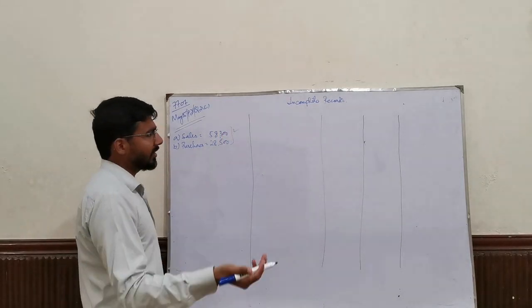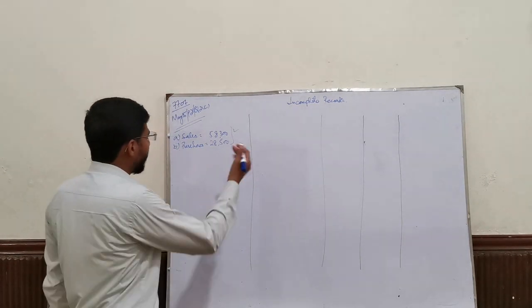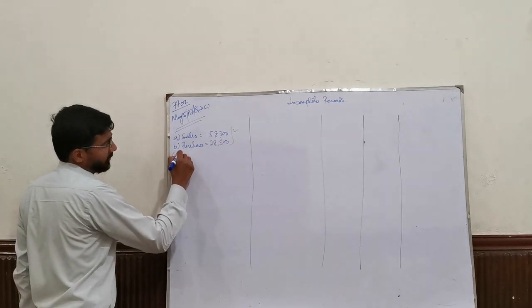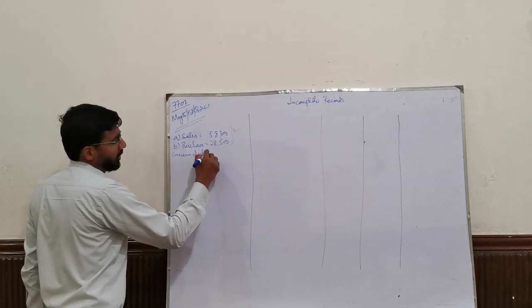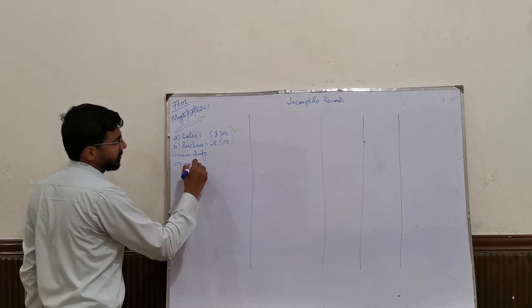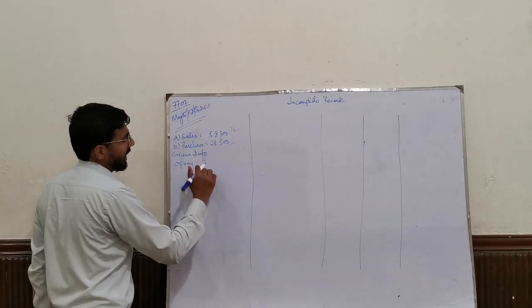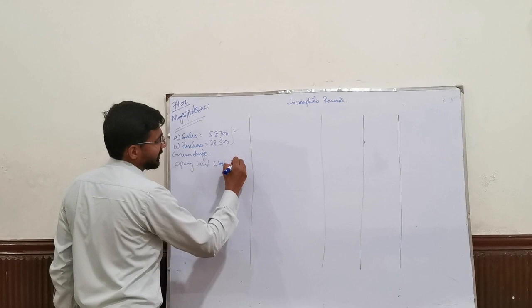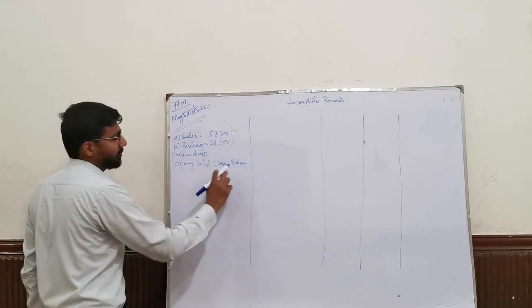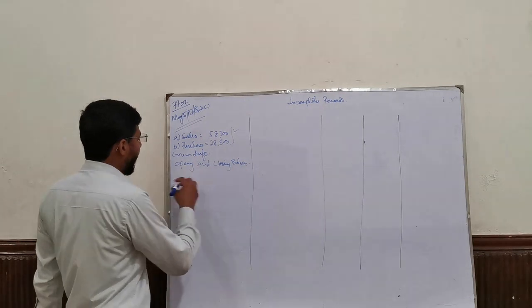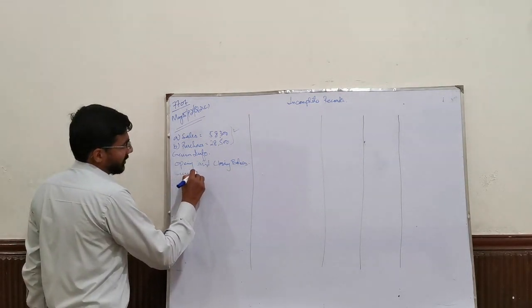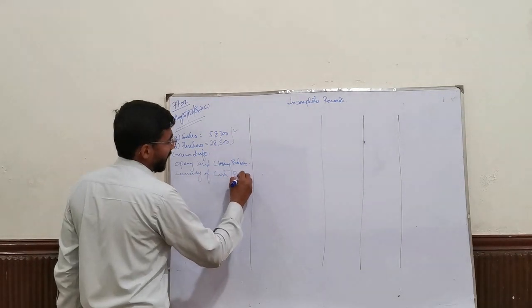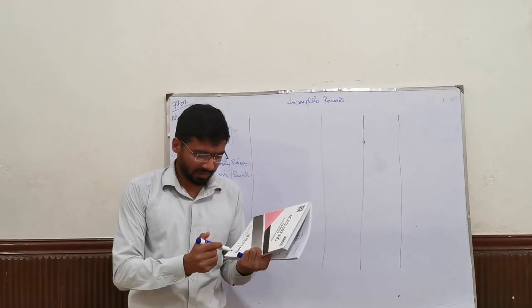The other thing is that whenever the examiner gives you a question from incomplete records, the given information will be opening and closing balances. This is the piece of information which he will provide you with, at least, and the summary of the cash or bank account. I'm going to change my marker, it's not writing well.